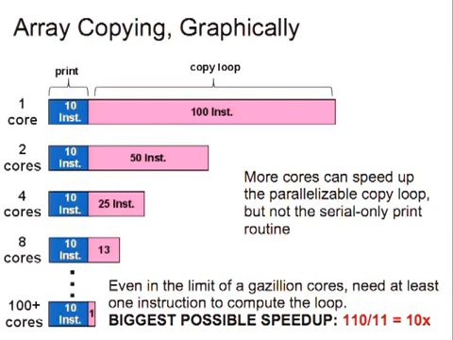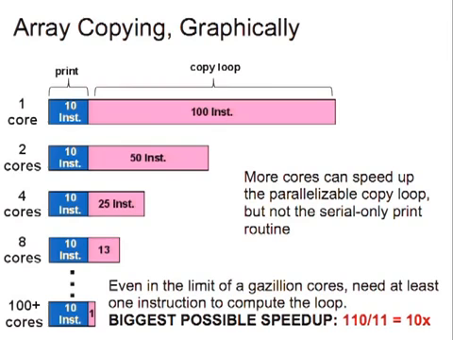So here's just exactly what we were talking about, made graphical. If we imagine the amount of time that the program is spending in each part with one core, 100 instructions to do the copies, 10 instructions on the print. With 2 cores, the purple part gets cut in half, the blue part stays the same. As we add more and more and more, the purple part gets lower and lower and lower. Our loop takes less and less time, but there's nothing we can do about the legacy serialized code.